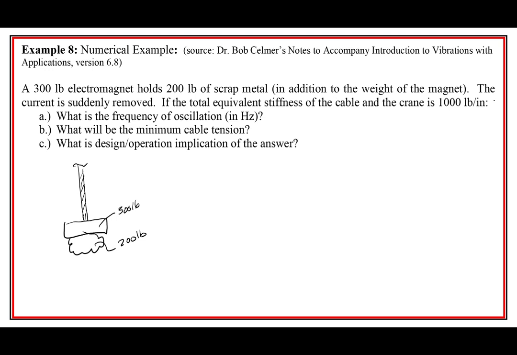In addition to the weight of the magnet, the current is suddenly removed, and the total equivalent stiffness of the cable is 1,000 pounds per inch. You want to know the frequency of the oscillation and what is the minimum cable tension. I had a question on that. I would think we were asking for the required cable strength. I think that's what he means. And then what is the design operation implication of the answer?